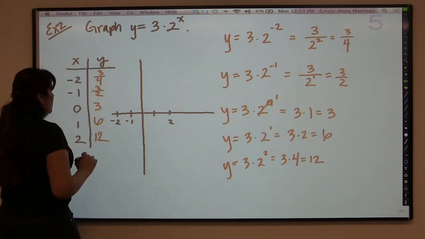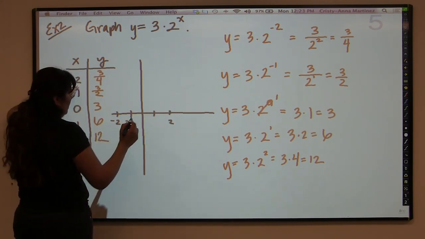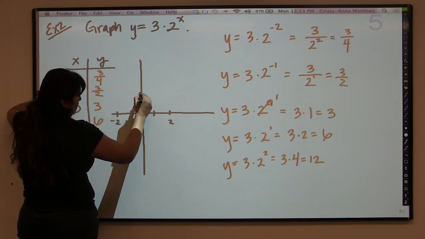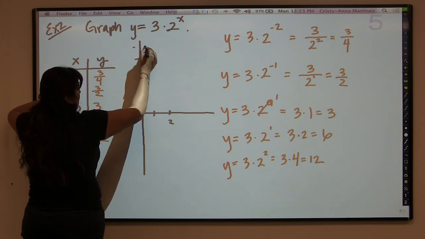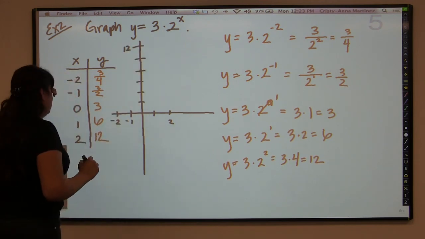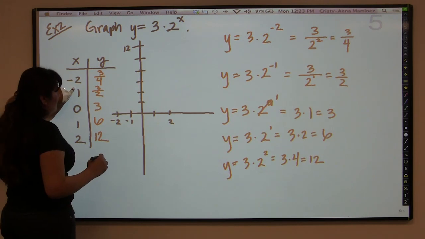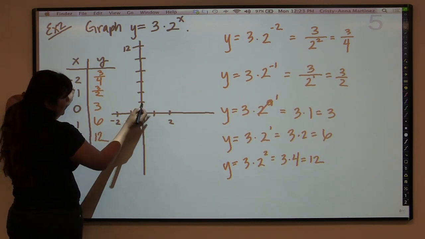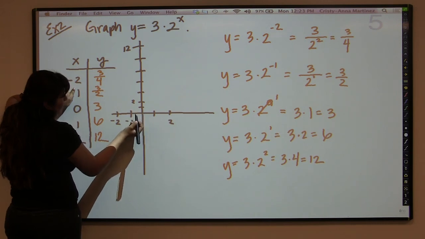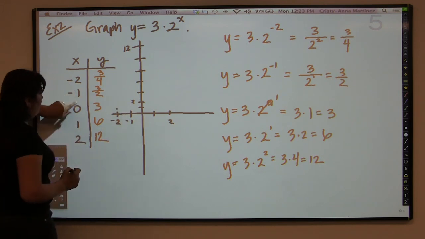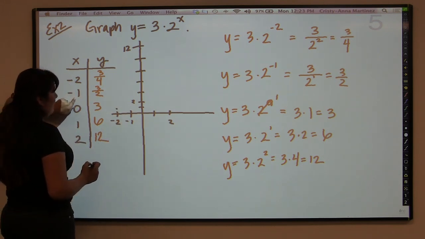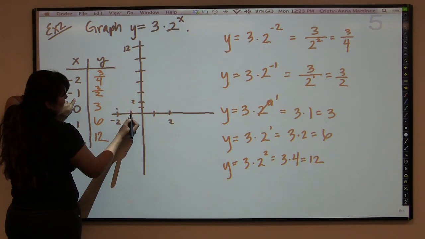All right? So when x is -2, I'm going to go 2, 4, 6, 8, 10, 12. I'm going by 2's because I'm running out of space here. But when x is -2, y is 3/4. So this is 2. So 1 is right here. And 3/4 is not even 1 yet. So at -2, it's going to be roughly right about there. At -1, it's 3/2, and 3/2 is 1 1/2. So at -1, we're going to get a little bit higher up here.